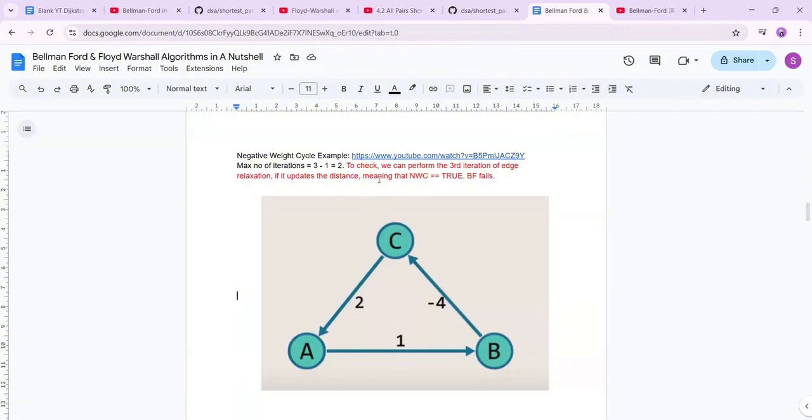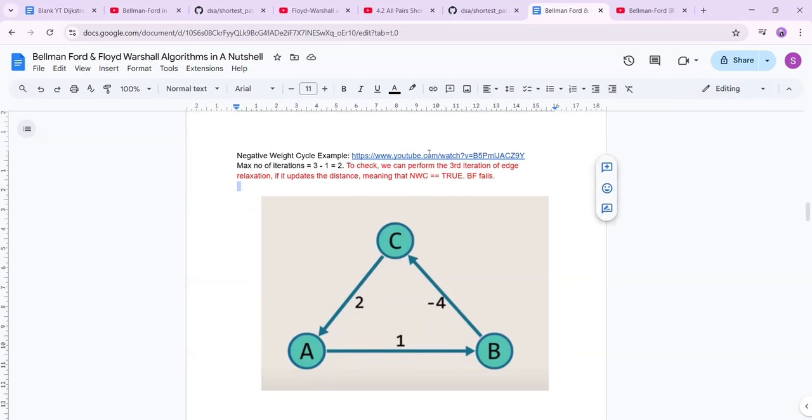And then if you want to detect cycles, we can check if we can perform the third iteration of edge relaxation, like exploring. Because by default we can only do 2, but if somehow you do the third one and it still updates the distance, it means that the negative weight cycle is true. So the Bellman-Ford algorithm fails.